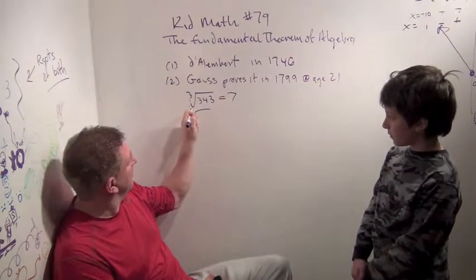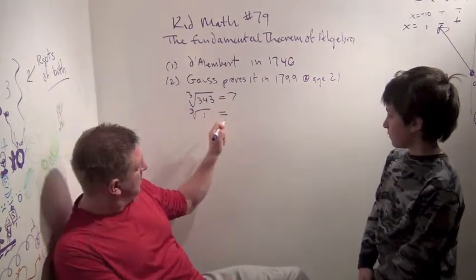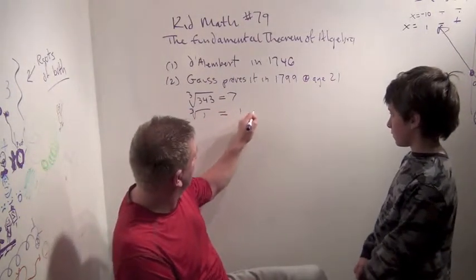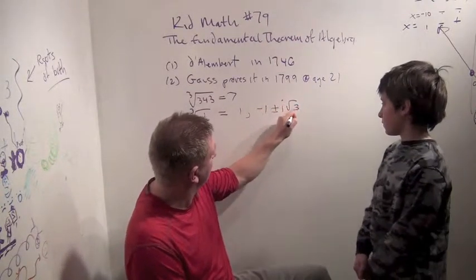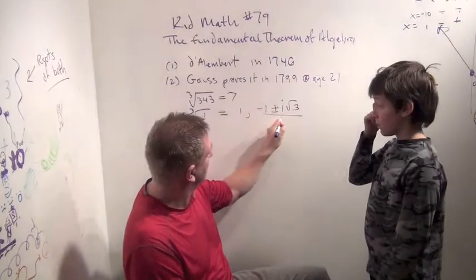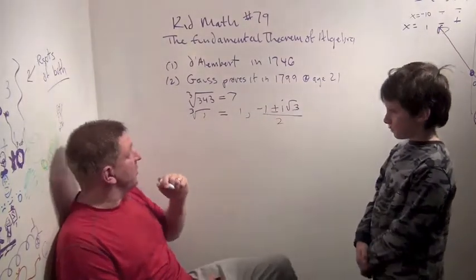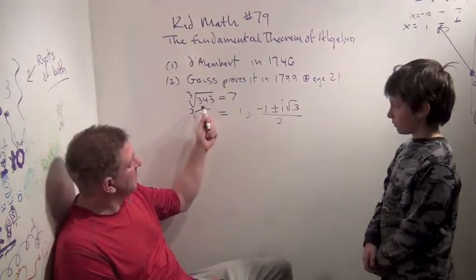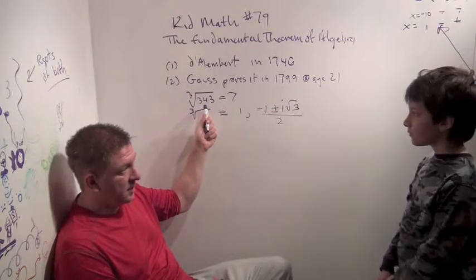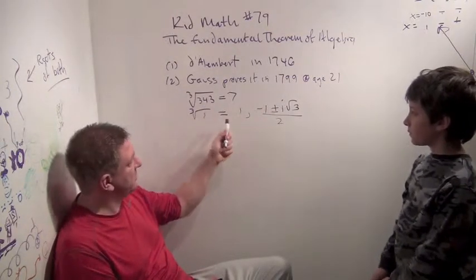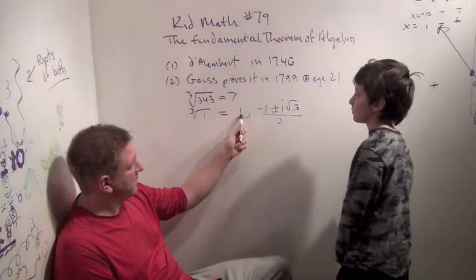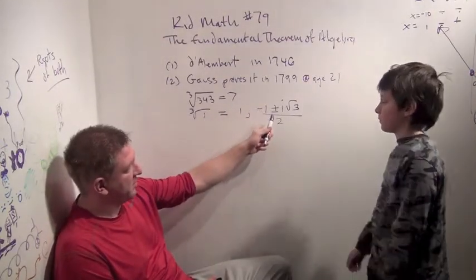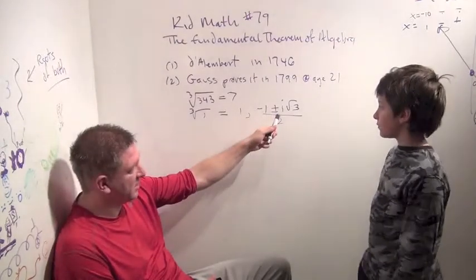Then we learned that the cube root of 1 did have 3 solutions, 1 and then negative 1 plus or minus i times the square root of 3 all over 2. And so the cube root of 343 does actually have 3 solutions. If I just multiply these by 7, we would find 7 and negative 7 plus or minus 7i times the square root of 3.